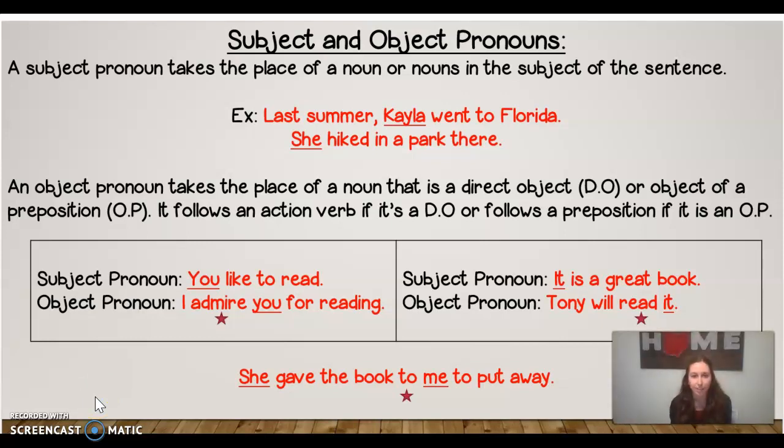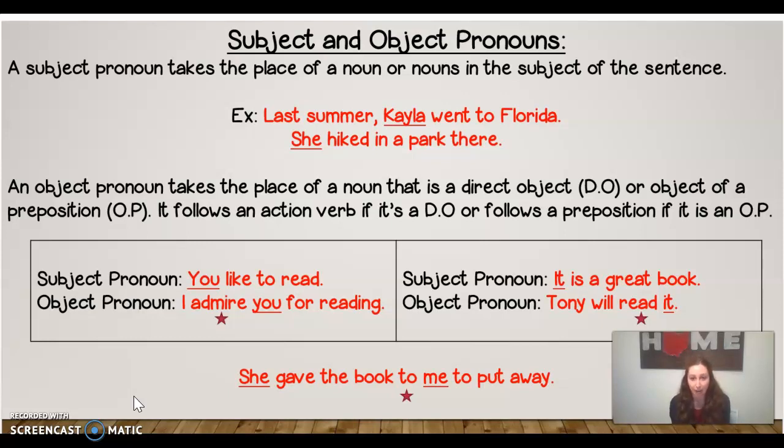Now, the next example, for subject pronoun, we'd look at the sentence, it is a great book. So it is the subject pronoun. It's what the sentence is about. So instead of me saying Harry Potter is a great book, Harry Potter has great characters, Harry Potter has my favorite character of Hermione, I could then replace Harry Potter with it sometimes to vary my sentence starters for the subject of the sentence.